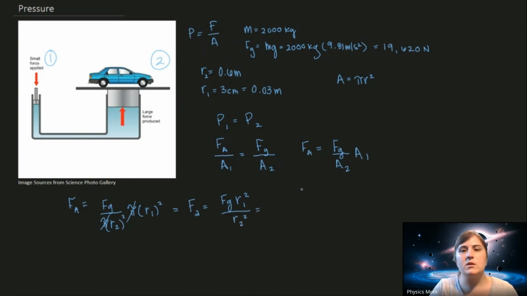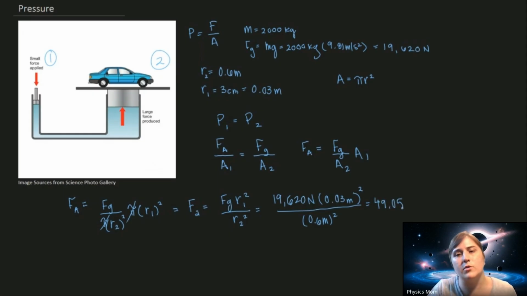And I can plug this into my calculator. I get 19,620 newtons, what we already calculated, times the radius of the first one, and I'm going to keep these all in meters. The reason is that if I want to figure out applied force, I want my end result to be in newtons. So long as the units are the same, everything should work out. My first radius is 0.03 meters, squared, divided by the second radius of 0.6 meters squared. When I calculate this, I get an applied force required to lift this car of 49.05 newtons.